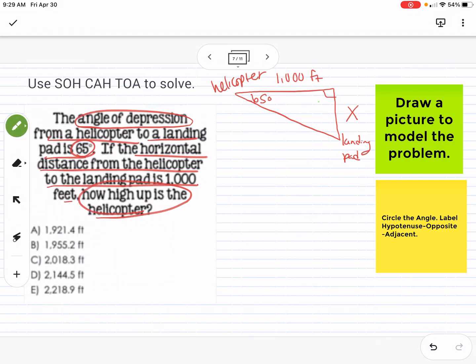Now we can use SOH CAH TOA. So this is my H. This is my angle. So X would be my O. 1,000 would be my A. H is blank, so we're not going to use it. So we're left with A and O, which comes out in TOA.